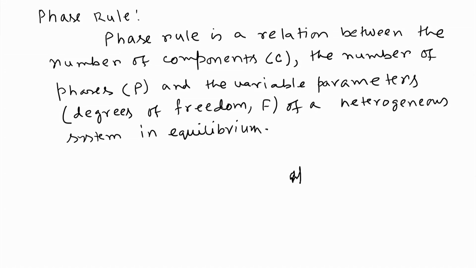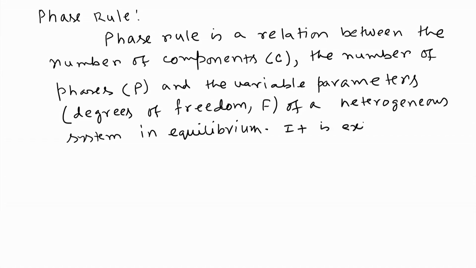The phase rule was first introduced by Gibbs in the year of 1876, and the phase rule is expressed as F is C minus P plus 2.